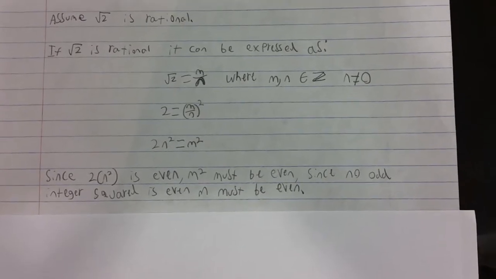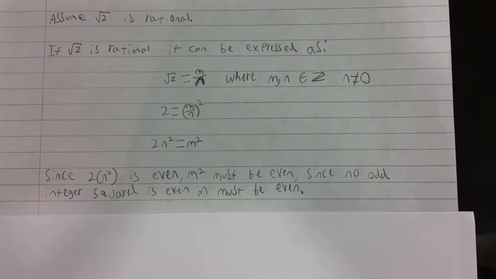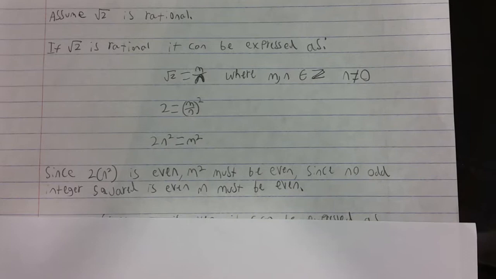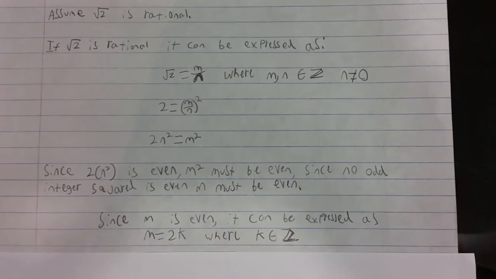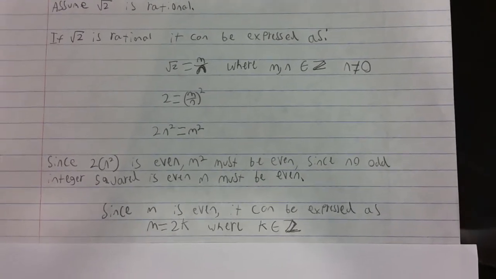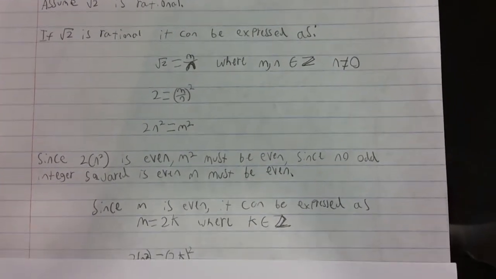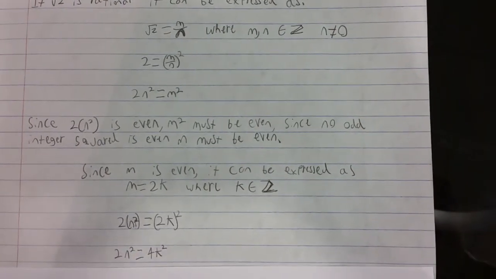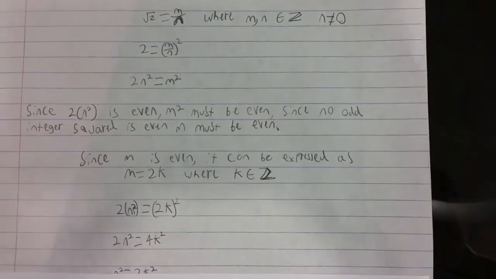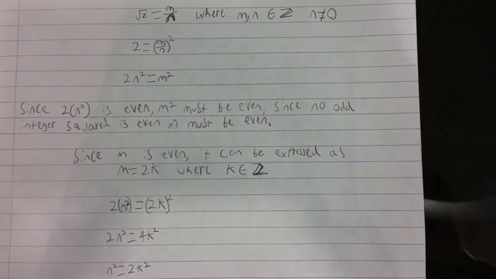Now, since 2n squared is even, m squared must be even. Because no odd integer squared is even, m must be even. Since m is even, it can be expressed as m is equal to 2k, where k is part of all integers. So 2n squared is equal to 2k squared. 2n squared is equal to 4k squared. n squared equals 2k squared.